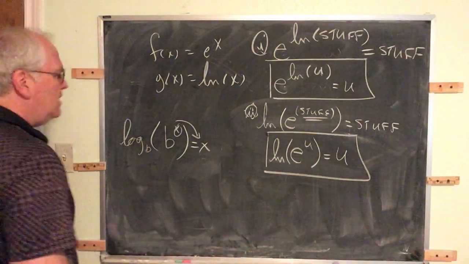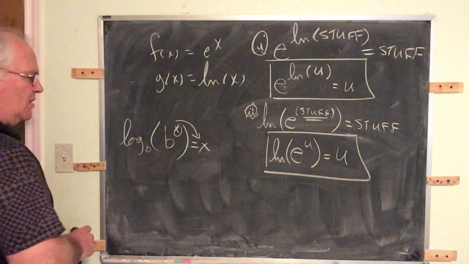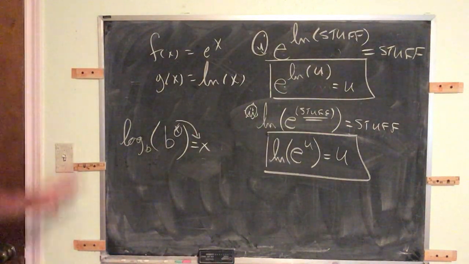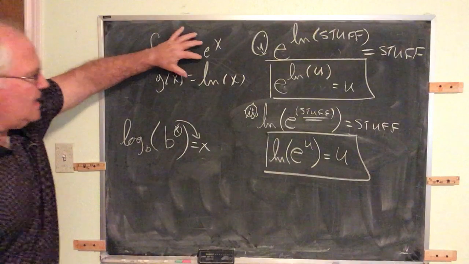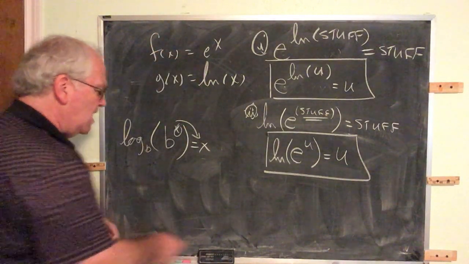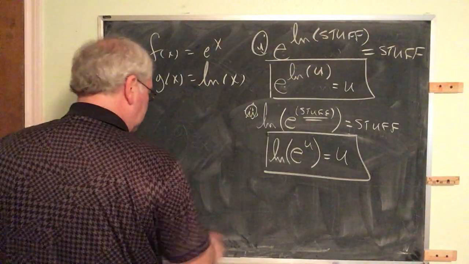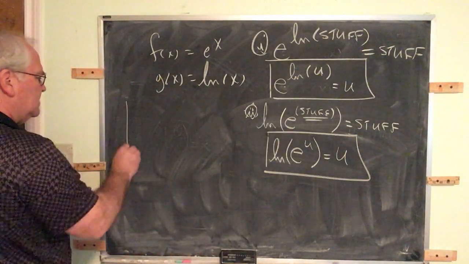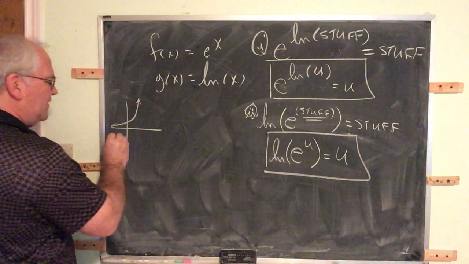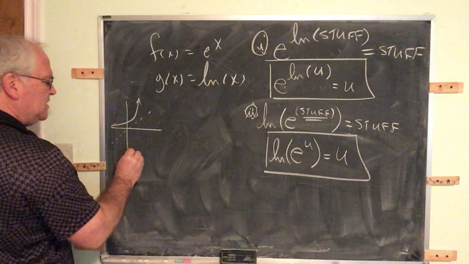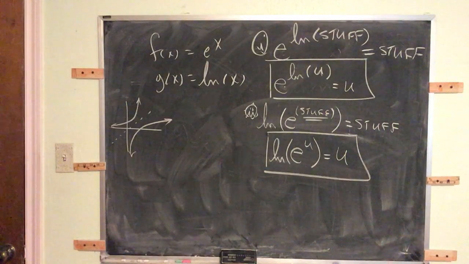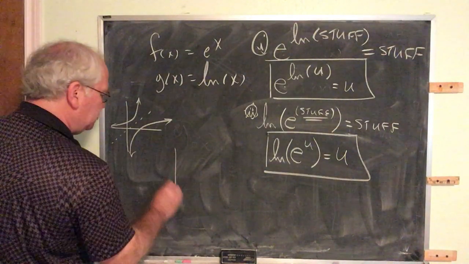Now, we have some other properties of logarithms we're going to talk about, and we'll throw that into our next video. But these are the two big properties. First, e to the x and natural log of x are inverse functions. Before I leave, maybe we should draw the graphs of these. The graph of e to the x, roughly speaking, looks like this. The graph of natural log is the reflection across that line, and looks roughly like that.